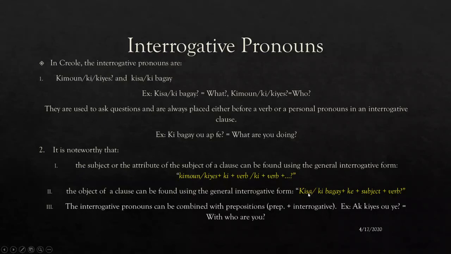Once you ask this question, qui ça que plus subject plus verb, the answer, meaning the rest of the sentence, is going to be the object of the clause. Again, in other words, that's how you find the object of a clause. To find the object of the clause, you use the general interrogative form qui ça que, subject, verb, or qui bagay que.